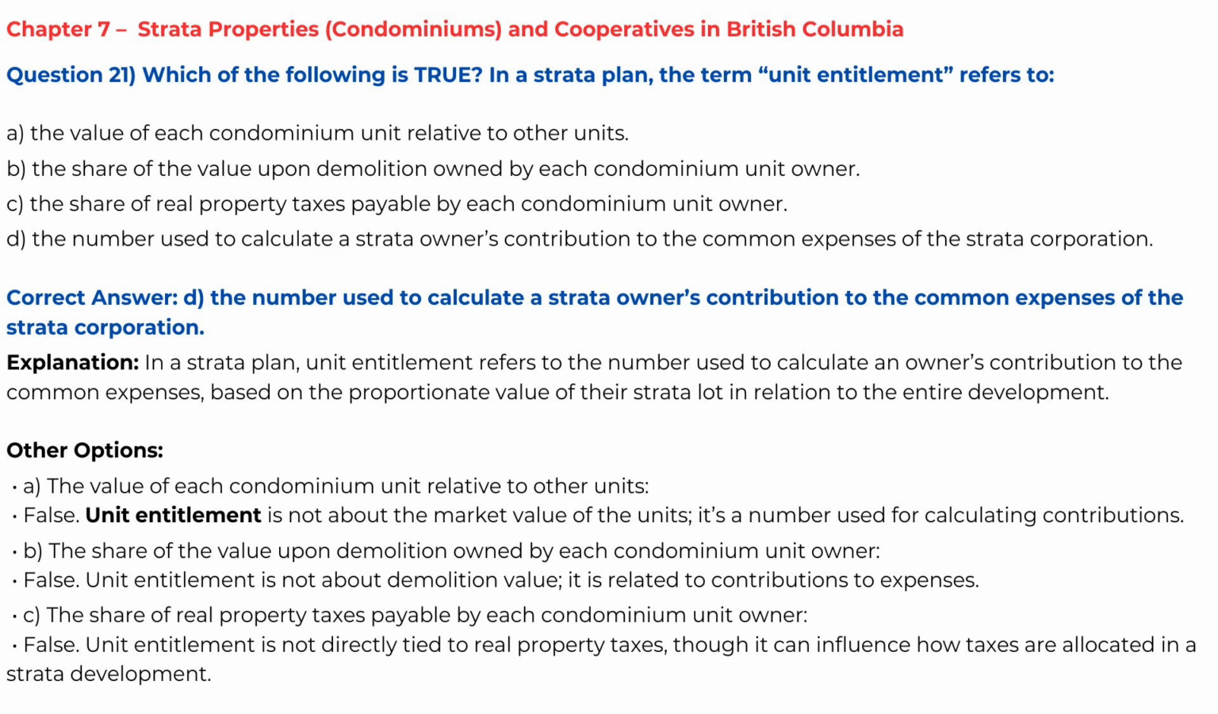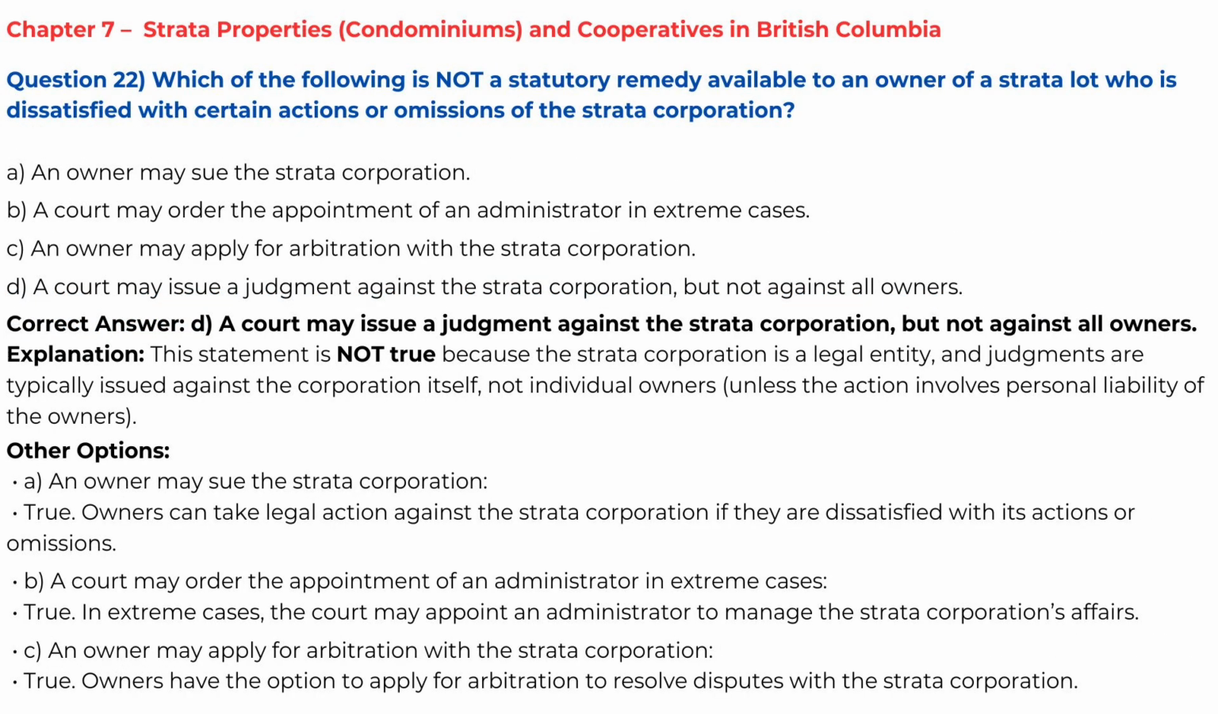B. The share of the value upon demolition owned by each condominium unit owner. False. Unit entitlement is not about demolition value, it is related to contributions to expenses. C. The share of real property taxes payable by each condominium unit owner. False. Unit entitlement is not directly tied to real property taxes, though it can influence how taxes are allocated in a strata development. Question 22.